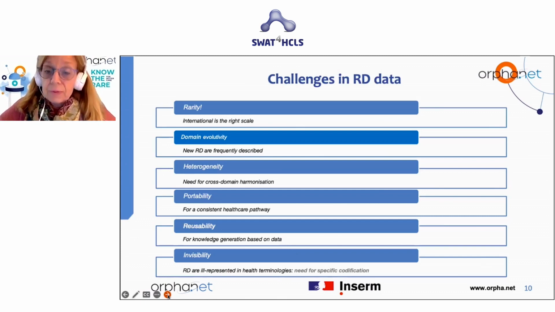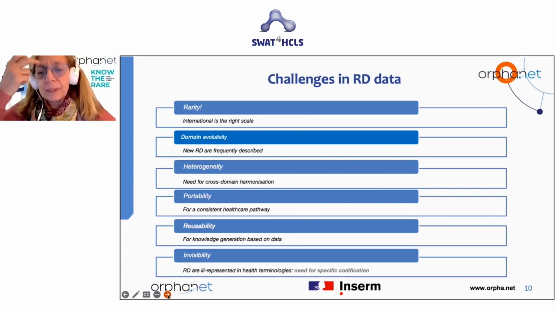The domain evolves a lot, and that is something that we strictly follow at Orphanet. The data are heterogeneous. We need data that are portable, that serve directly the patient, but that serve also a secondary use. I will go back to that. We need to have data that is reusable for different purposes. But the main problem is the invisibility of rare diseases in health information systems, where everything starts in terms of data.